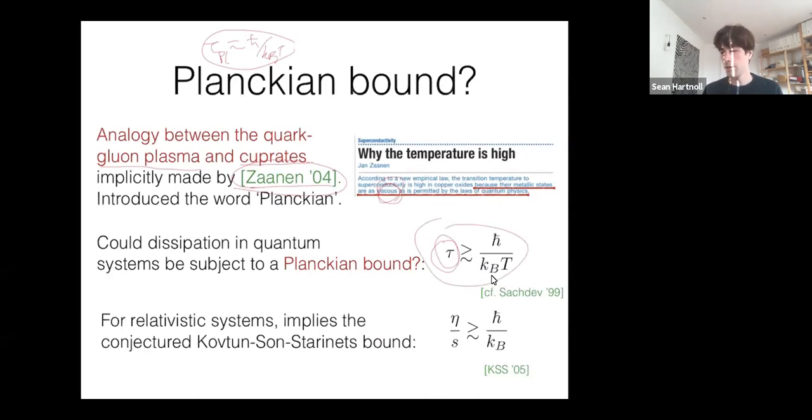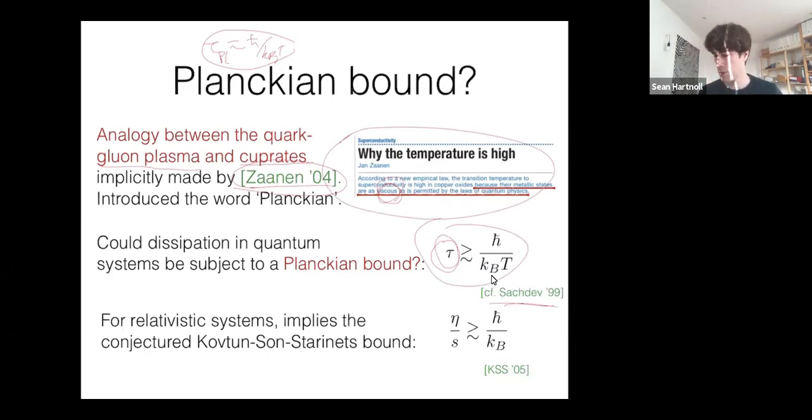Okay, so I guess the implicit conjecture made here is that QCD and the cuprates share this fact that they're kind of maximally dissipative in some sense. And actually, this formula had previously appeared in Subir's book.